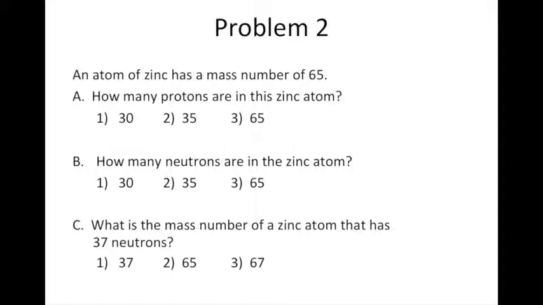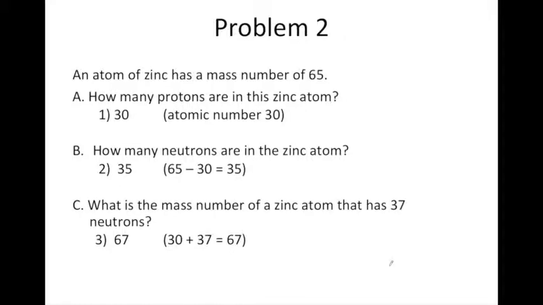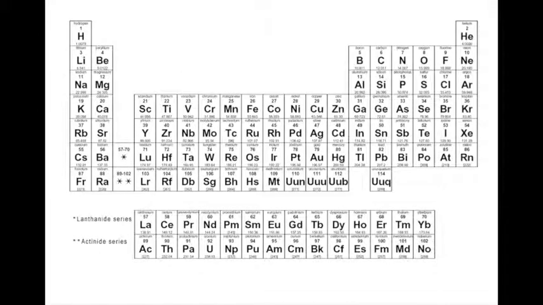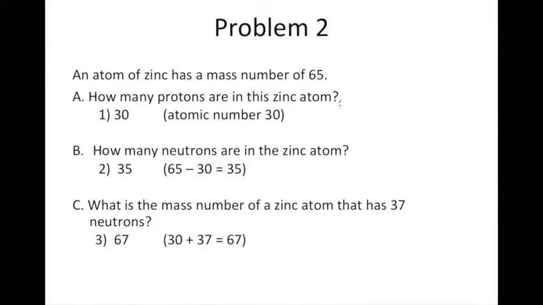Okay, so how many protons does a zinc atom have? Well, we can look on a periodic table and find zinc. If we find zinc right here, we see its atomic number is 30. So therefore, we know that it has 30 protons. How many neutrons does the zinc have? Well, its mass number is 65. So 65 minus the number of protons gives us 35. Remember, the mass number is protons plus neutrons. Subtract the number of protons, and that gives us 35 neutrons.